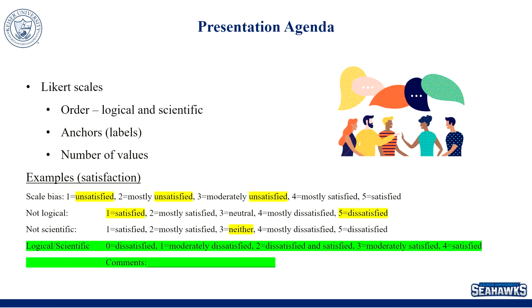You'll also notice in this last example that it's both logical and scientific. It is logical because we start with the lowest number being dissatisfied. It's also scientific because if someone is dissatisfied, then arguably that should be a score of 0 and not 1, because 1 indicates that they're somewhat satisfied. So if you put a 0, that would equate to totally dissatisfied. Then that ranges from moderately dissatisfied to the middle, which would be the number 2, dissatisfied and satisfied, 3 is moderately satisfied, and then finally 4 is satisfied.